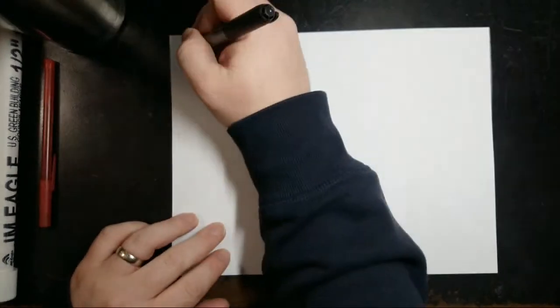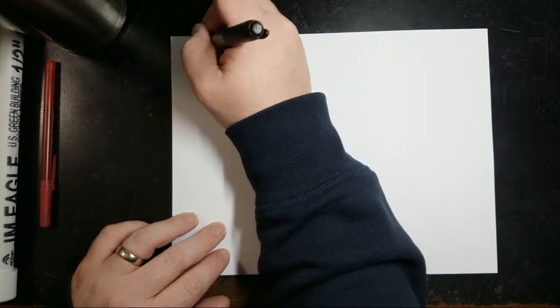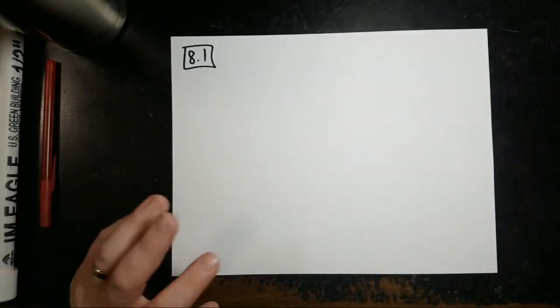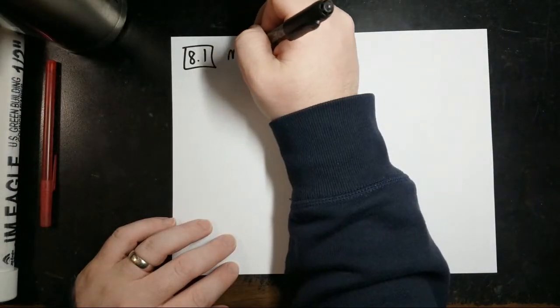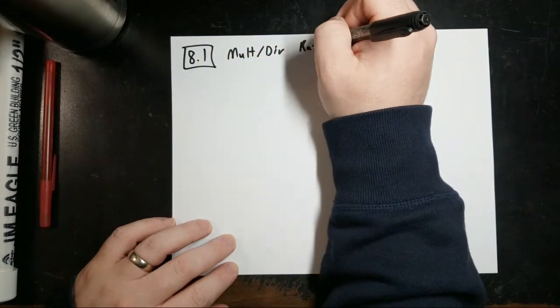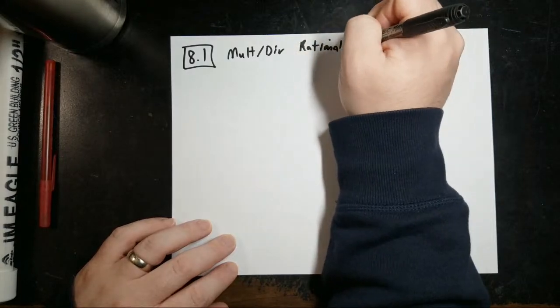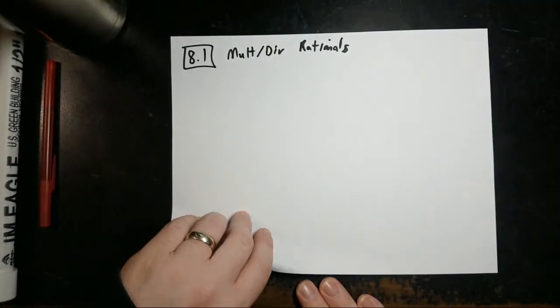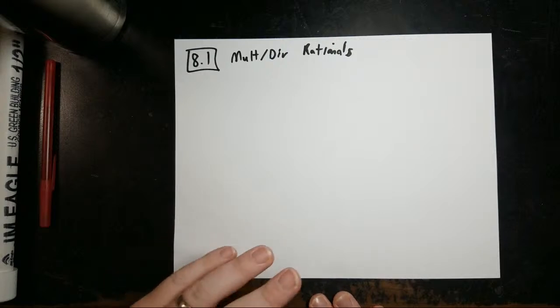But I am going to be putting the timestamps in after the fact, so people can go and watch whatever they need to watch. And I will put titles of certain things at the top of the page as well. So let's start very simply. In our textbook, this was section 8.1. This was multiplying and dividing rational functions. I'll just put multiplying and dividing rationals, and that'll be the reference that I have for myself.